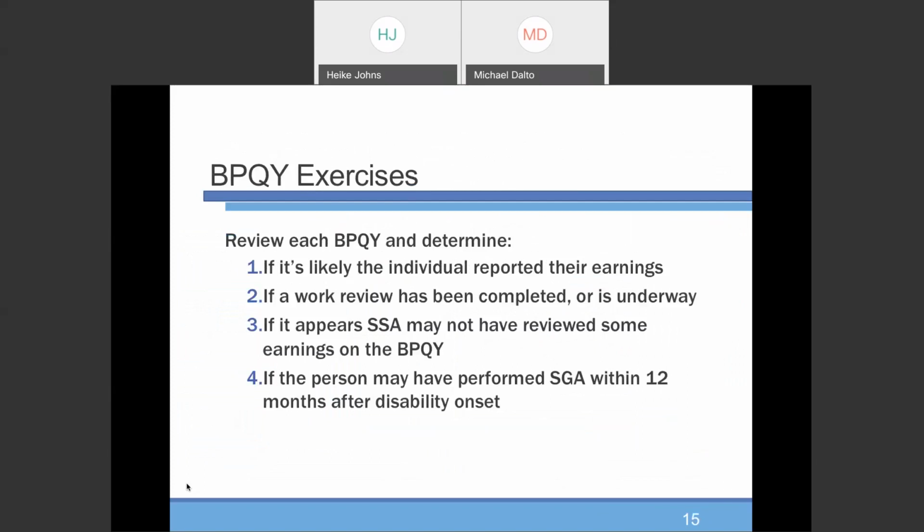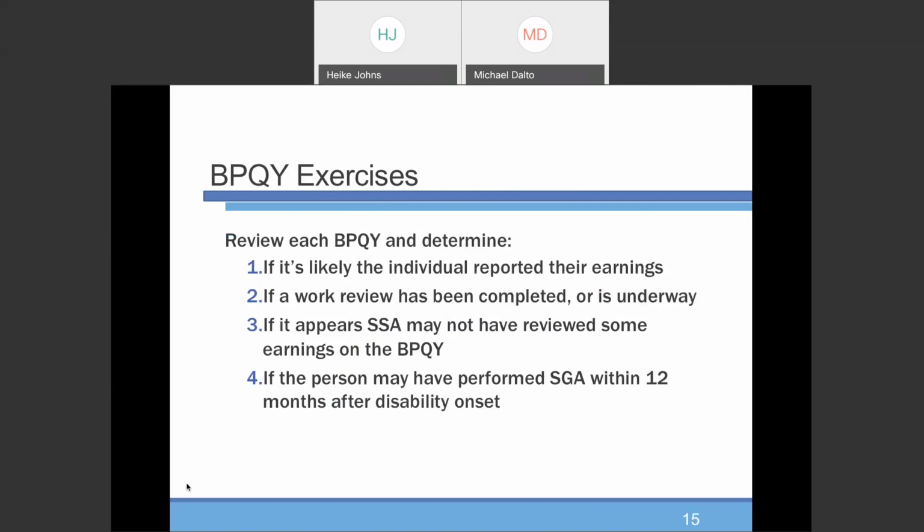And finally, what we're going to do is we're going to do 3 BPQYs that we'll review. I'll do the first one with you. You can do the second and third ones on your own. And you're going to review each BPQY using the tools that were just shown to you.